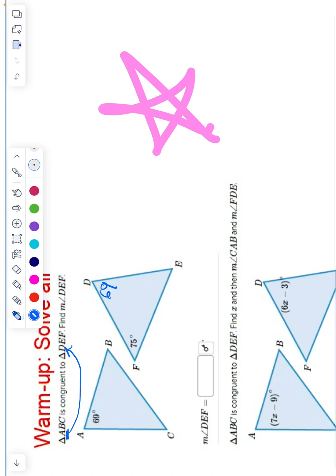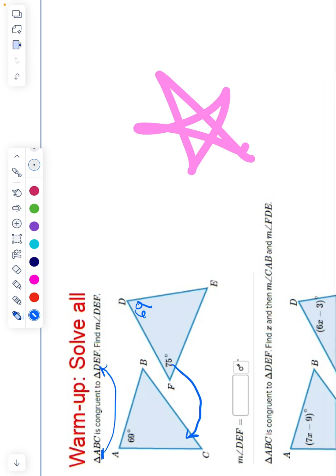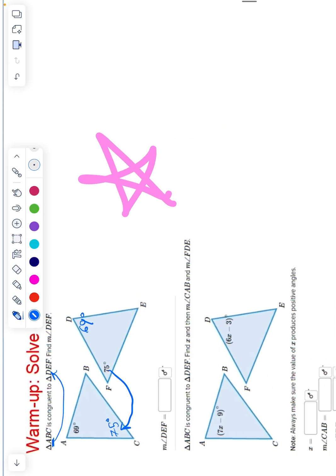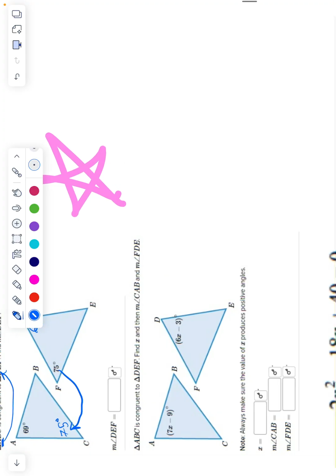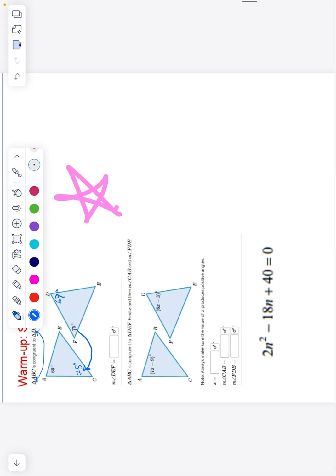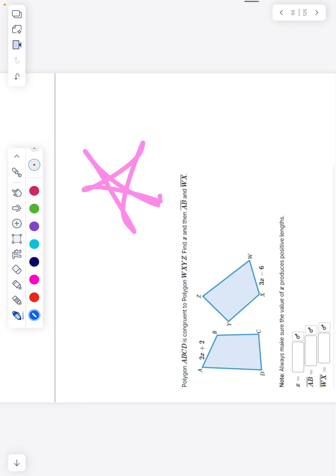And then what does 75 go with? Goes with C. But if we didn't have the name, that would be pretty tough with these triangles that look kind of close together. Okay? And then here, A and D, we know they go together because of the name. So just wanted to show you that. We'll come back to that one soon.